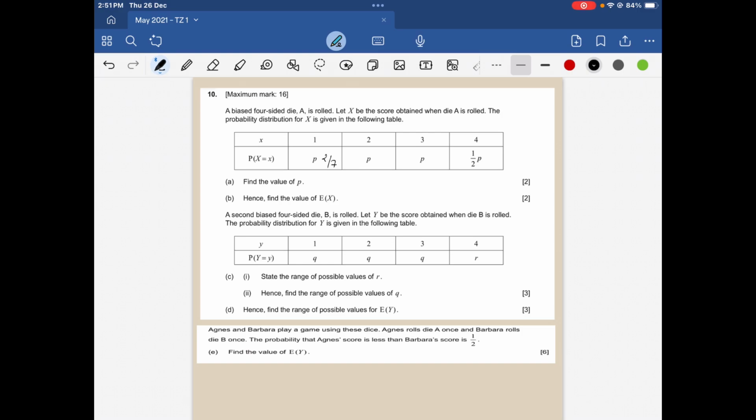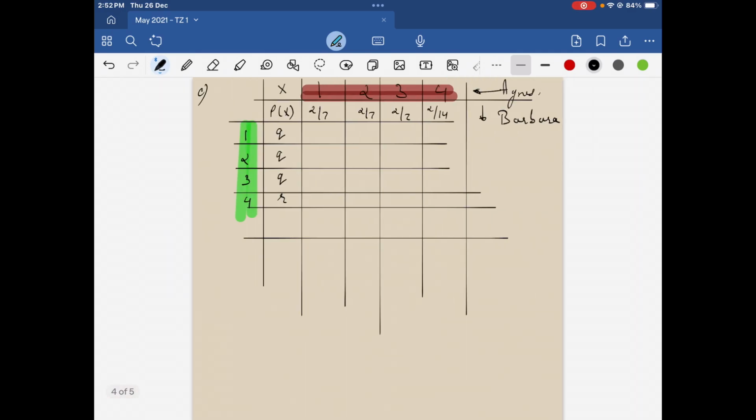So continuing with part E, the question goes like this: Agnes and Barbara play a game using these dice. Agnes rolls a die A once and Barbara rolls die B once. The probability that Agnes's score is less than Barbara's score is 1 by 2. The question goes like this: find the value of expected value of y, E of capital Y, and it's a 6-marker question. So now, in order to understand how many outcomes out of the total 16 outcomes will be having a value where the score of A is less than the score of B.